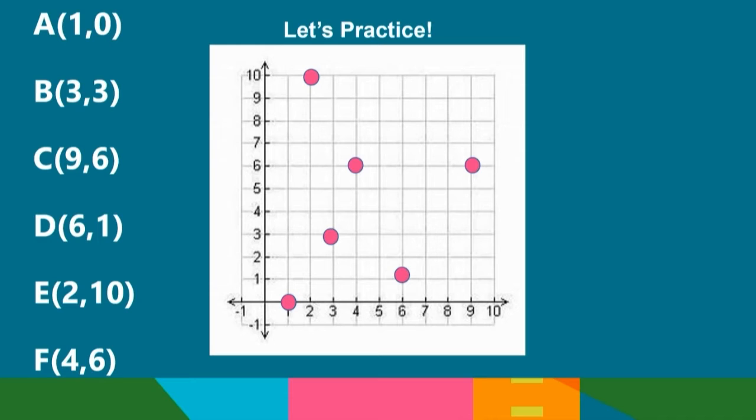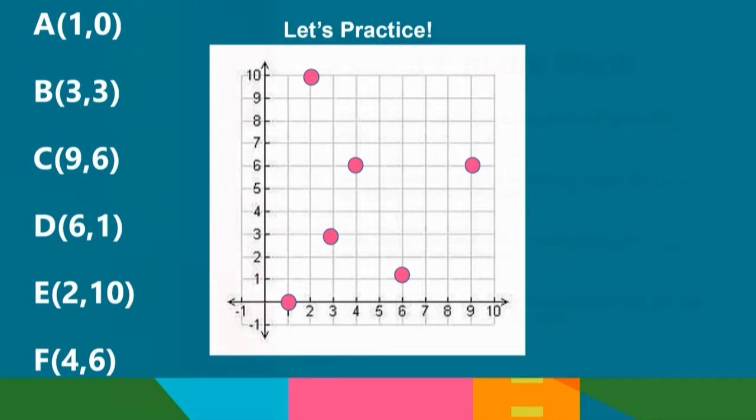Point C is the point 9, 6. Now 9 is very far away from the origin, 9 units away from 0. And then 6 means you move up 6 points. And then let's go to point D. Point D is at 6, 1, 6 units away from the origin and 1 unit up. And then point E is 2 units away from the origin and 10 units up. And then our very last point, which is point F, is 4 units from the origin and 6 units up.